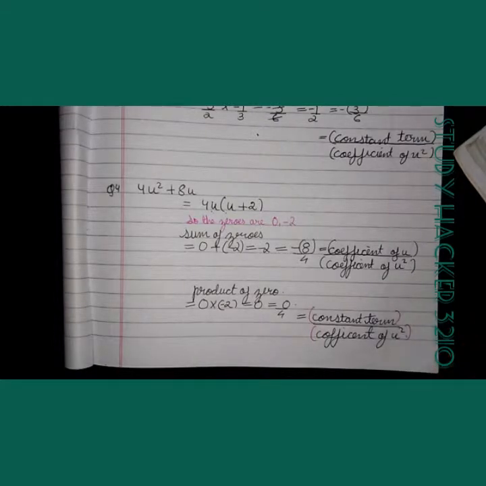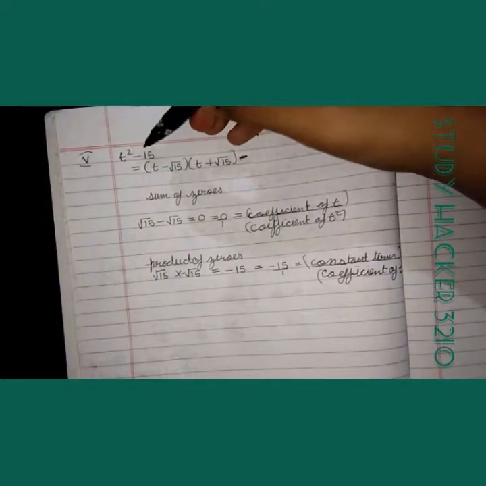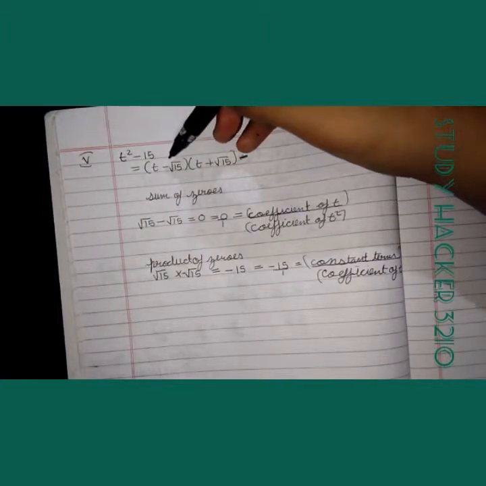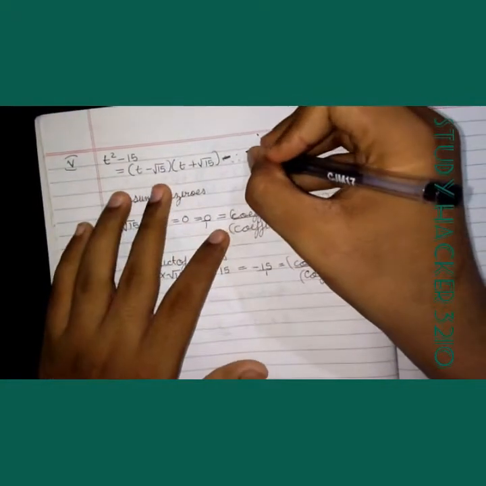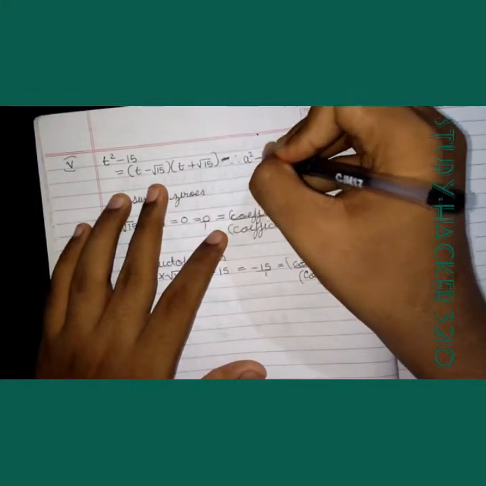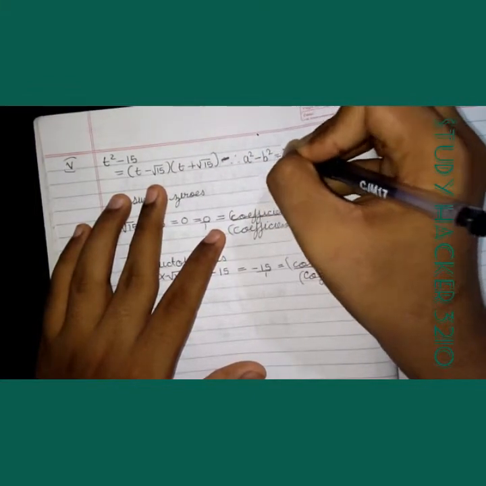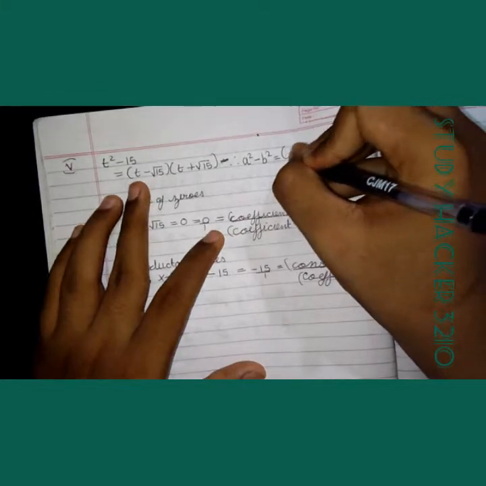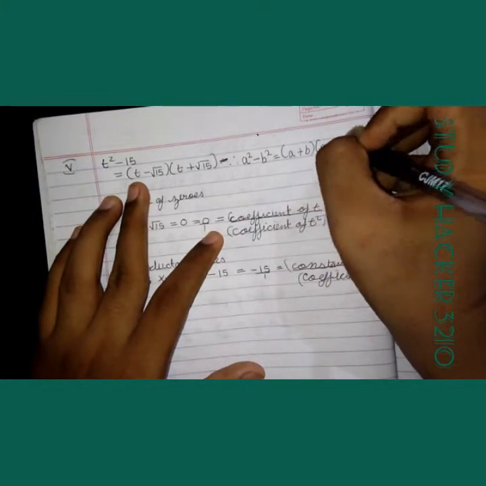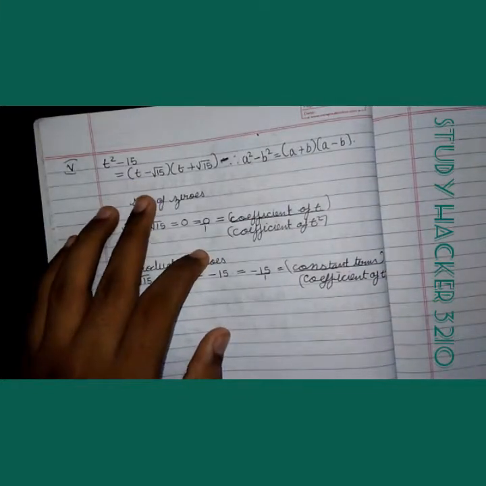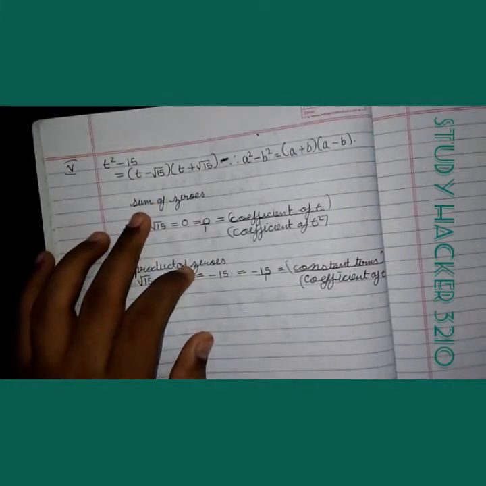We are moving on to the next question, question number 5. Here is question number 5, t square minus 15. If you know under root into under root equals the number, as we multiply, this is actually a formula of a square minus b square, which equals a plus b into a minus b. This is an identity. So with the help of the identity we will solve this question.